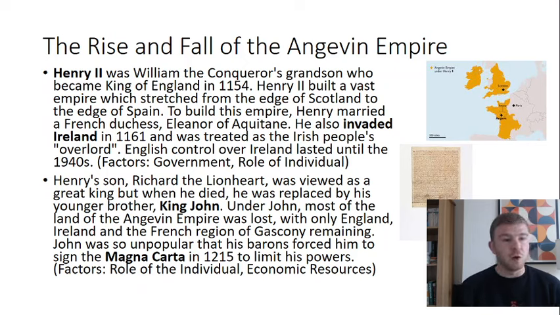So, skipping forward then, and this is a whistle-stop tour, so we are moving very quickly. William's grandson is the next person we need to know about, and his name was Henry II. He became King of England in 1154, and he is the next person to build a huge empire called the Angevin Empire. Henry II built an empire which stretched all the way to the edge of Scotland, but didn't control Scotland, all the way down to the edge of Spain, but not controlling Spain. And to build this empire, Henry was really clever. He married a French Duchess, Eleanor of Aquitaine.